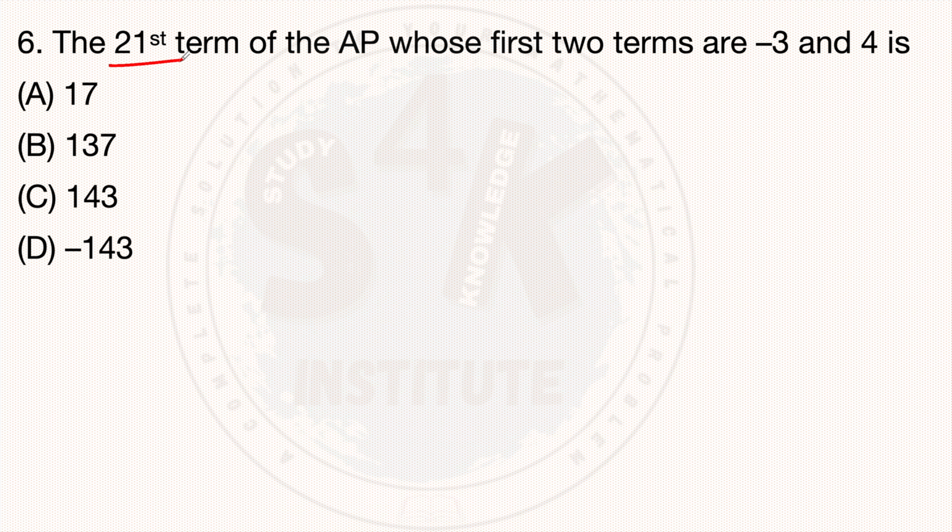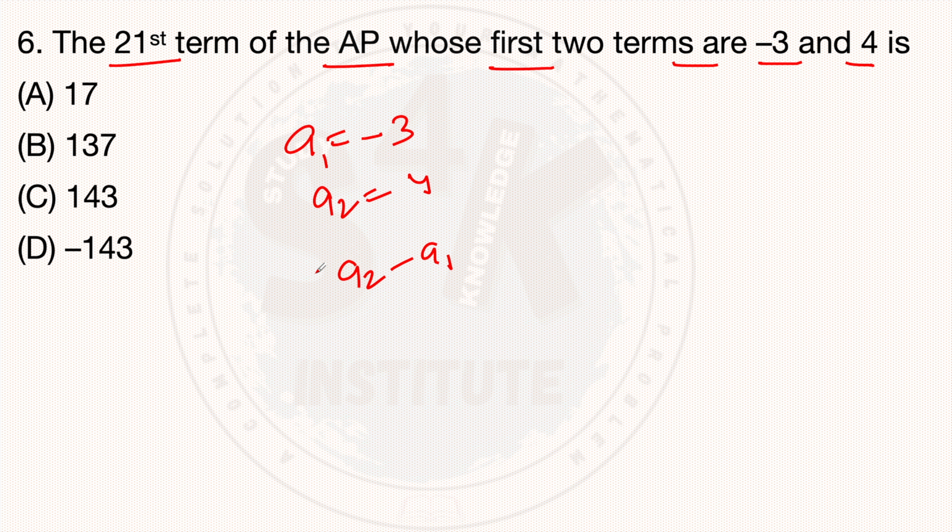The 21st term of the AP whose first 2 terms are this and this is. Okay, so first 2 terms are given. So A1 value is given to you as -3. Okay, A2 value is given to you as 4. So A2 minus A1 is nothing but the difference. So we know the difference. 4 minus of -3 will give me 7, right?